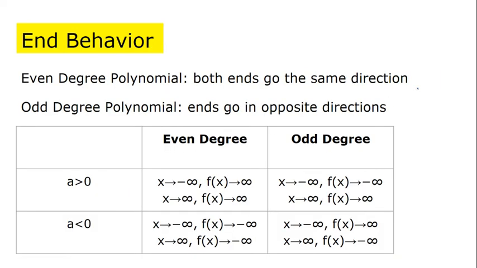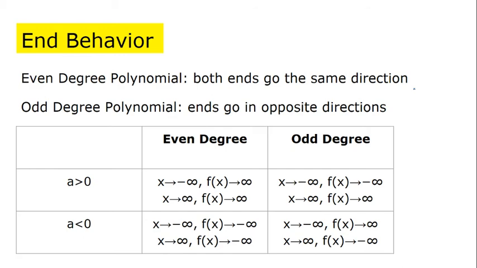Last thing that we're going to talk about is end behavior. So if you have an even degree polynomial, both ends are going to go in the same direction. If you have an odd degree polynomial, your ends are going to go in opposite directions, meaning one end will be pointing up, one end will be pointing down.